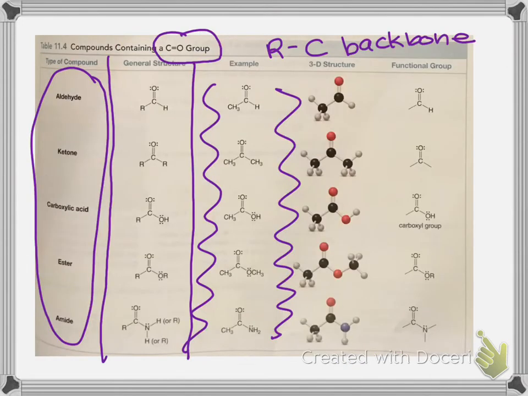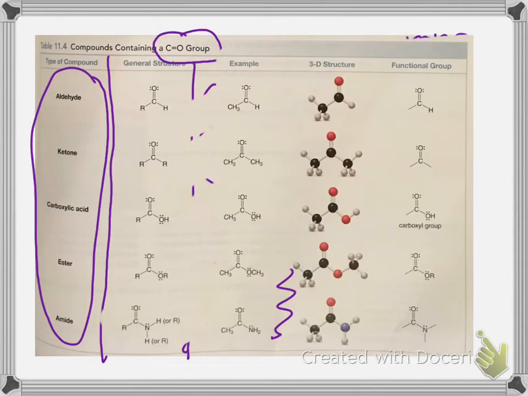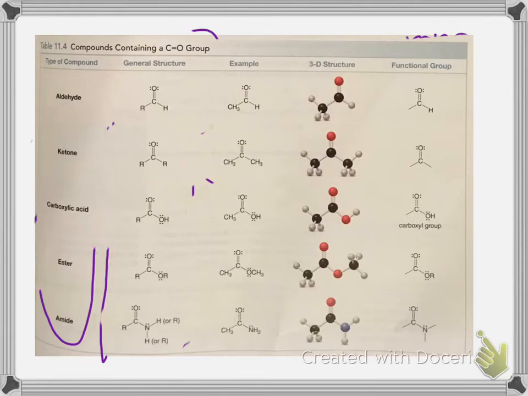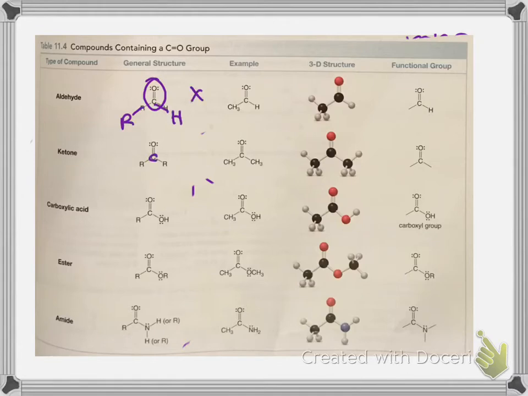So find the table for C double bond O. Here it is. Let me erase this writing. All of these have C double bond O, and so you're looking at what's on either side. Look, here in the middle is a C double bond O. I have R and H. Okay, that's not it. Here's a C double bond O. I have R and R. Not it.